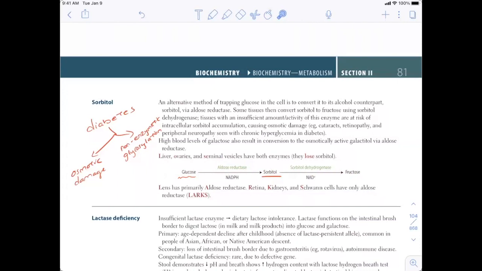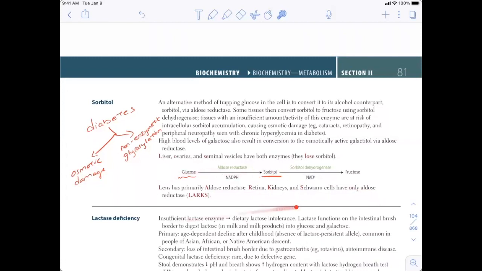So for example, something like your lens, like it says right here, your lens primarily has aldose reductase, okay? So that means that it can change glucose, right, to sorbitol, right? And also it says like your retina, kidneys, and Schwann cells have only aldose reductase. So it means that they'll only go here, right? The lens can go all the way, depends on accumulation.